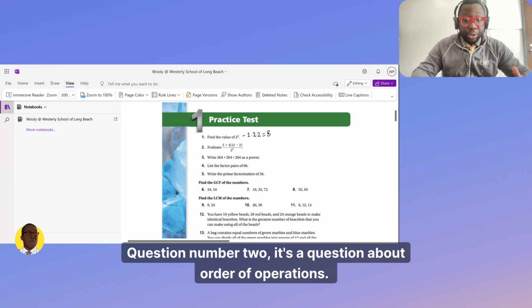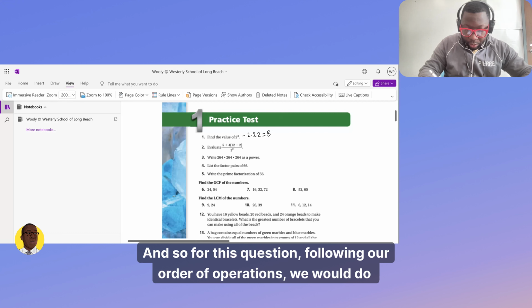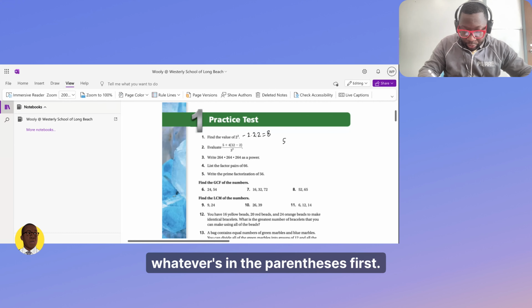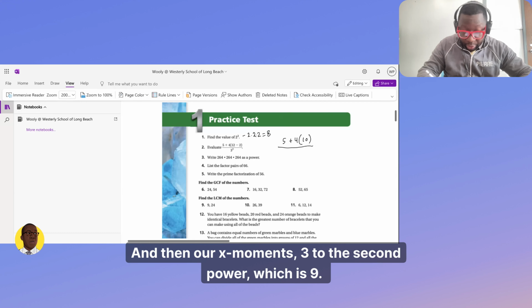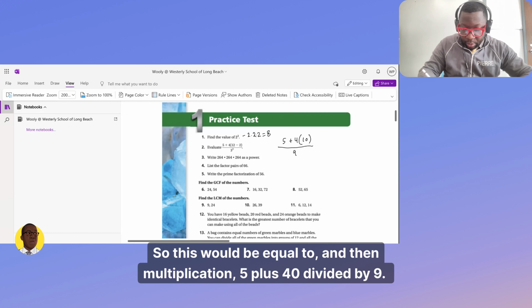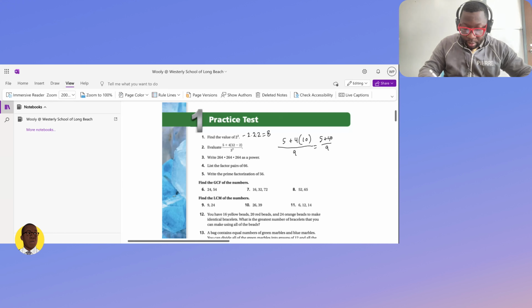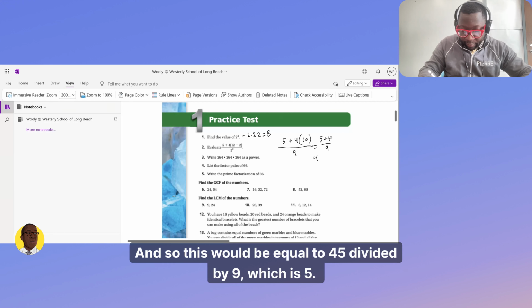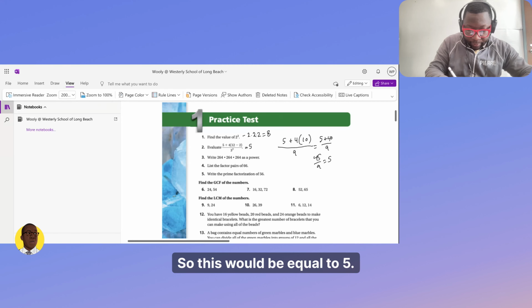For question number 2, it's a question about order of operations. And so for this question, following our order of operations, we would do whatever's in the parentheses first. So 12 minus 2, which is 10. And then our exponents, 3 to the second power, which is 9. So this would be equal to, and then multiplication, 5 plus 40 divided by 9. And so this would be equal to 45 divided by 9, which is 5. So this would be equal to 5.